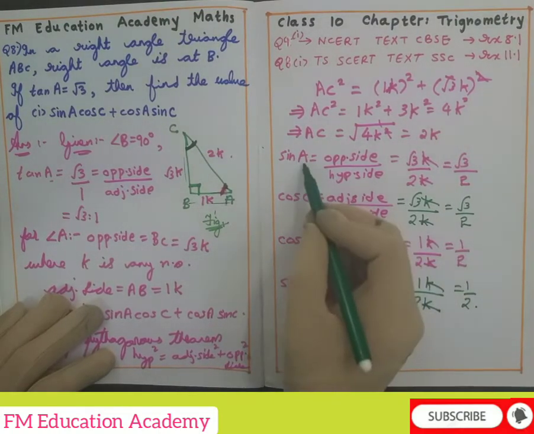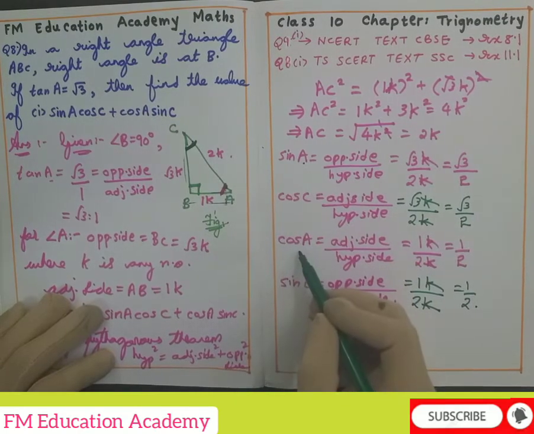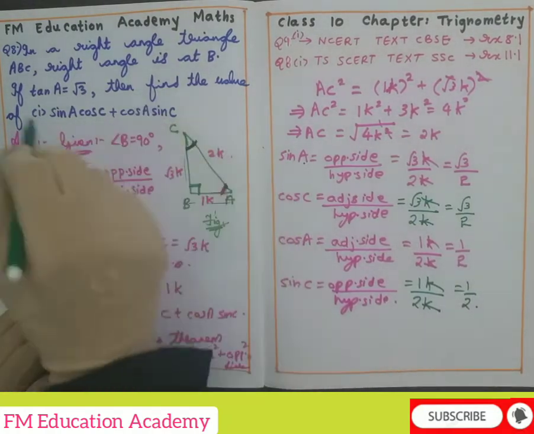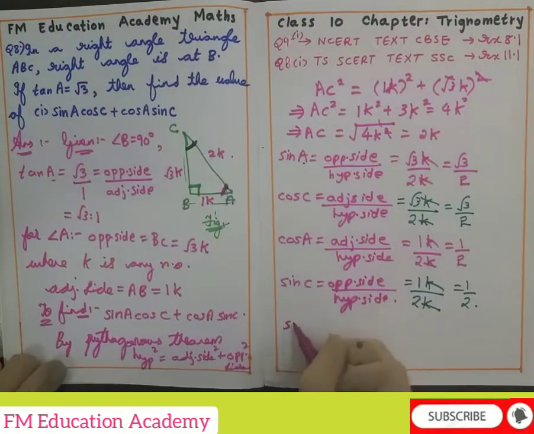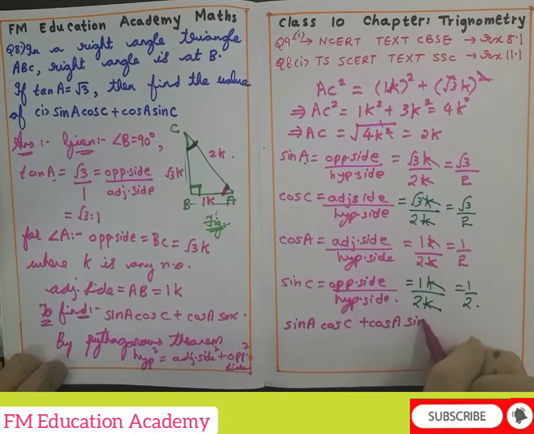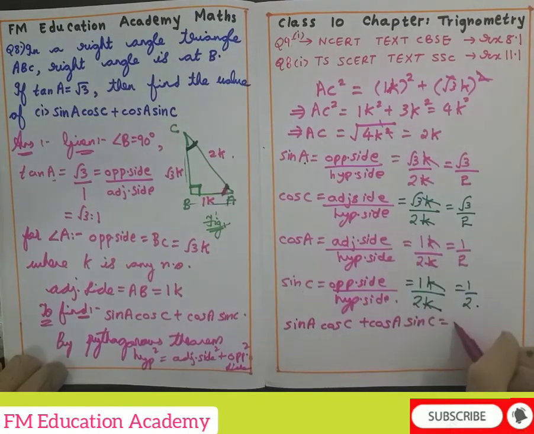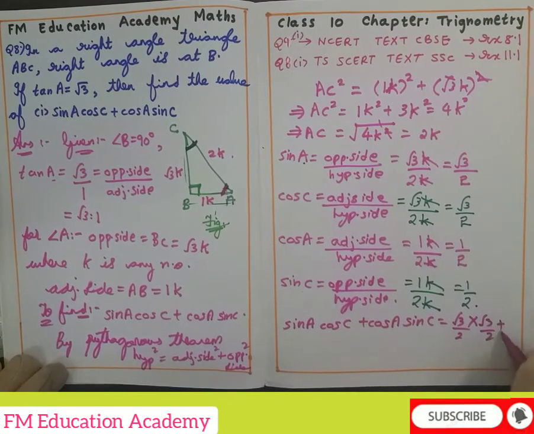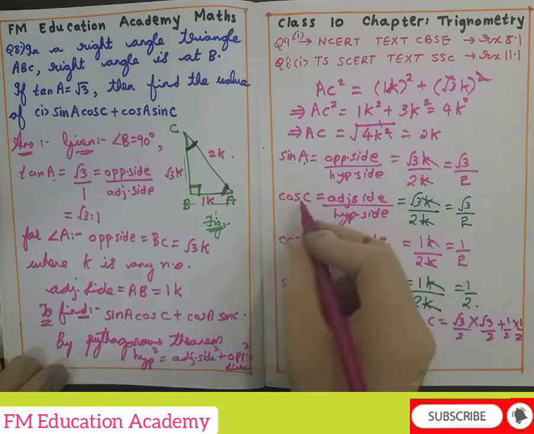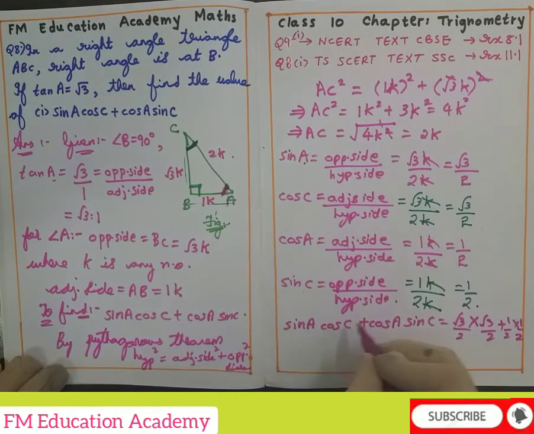Now we got the value of sin A, the value of cos C, the value of cos A, and the value of sin C. Substitute all these values in this condition, sin A cos C plus cos A sin C. So sin A cos C plus cos A sin C is equal to: what is sin A we got? Root 3 by 2 multiplied into cos C, which is root 3 by 2, plus cos A, which is 1 by 2, into sin C, which is 1 by 2. We are just substituting these values.